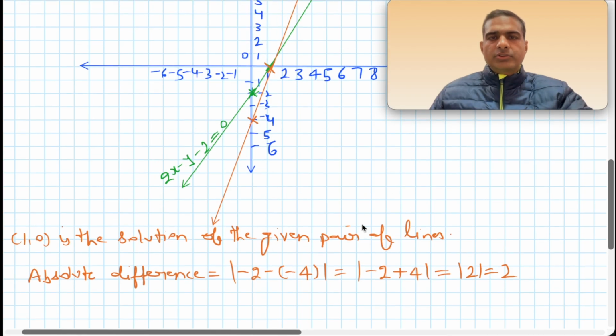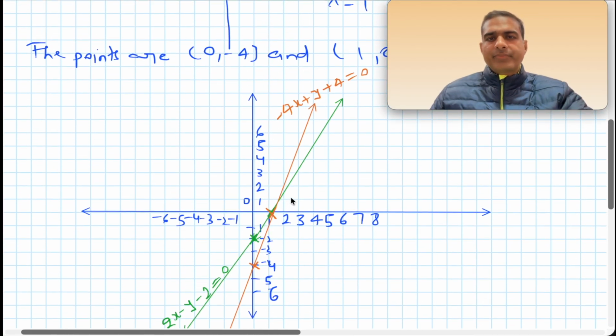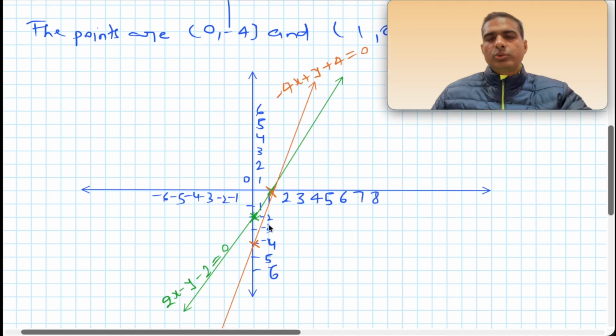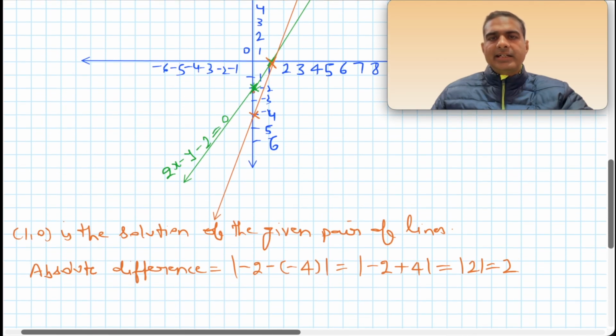So in this way, we solved the equations graphically. We drew their graph. They were crossing each other at 1 comma 0. So 1 comma 0 would be the solution of this pair of linear equations, as this point is lying on both the lines. If it is lying on both the lines, it will be satisfying the equations of both the lines. And in the last they had asked what would be the difference between the ordinates of the points where the lines are crossing the y-axis. So we found out their absolute difference, that is minus 2 minus minus 4. So that will be the absolute value of 2, that is equal to 2.